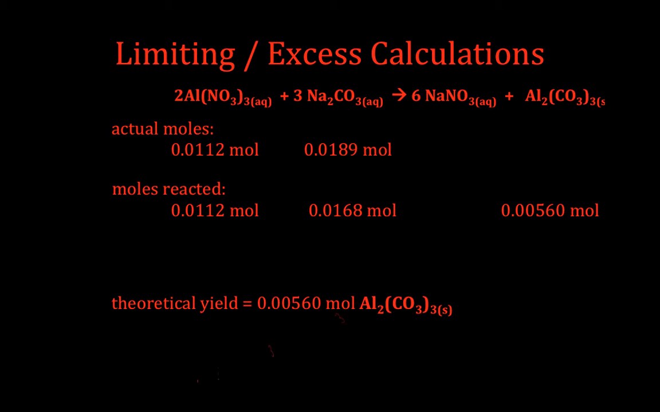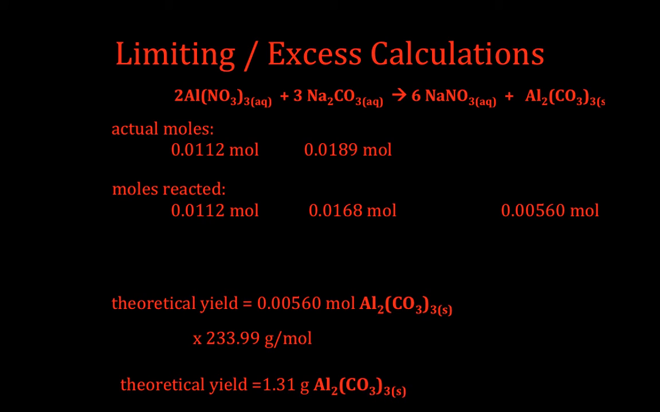Alrighty. So there's our molar mass of aluminum carbonate. And there's our theoretical yield, 1.31 grams of aluminum carbonate. Hopefully that stuff is making sense.